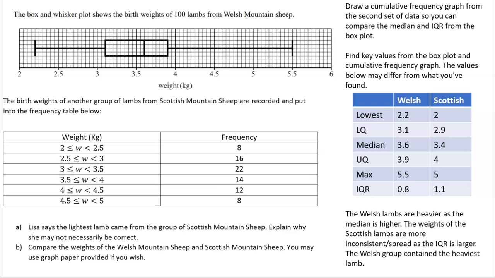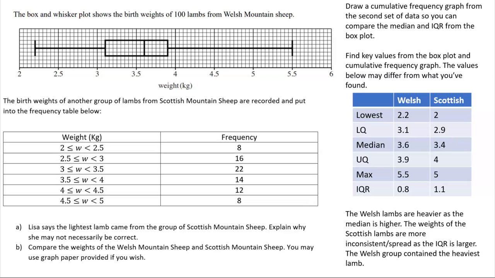So with that all on the table, the 2 key things that we're comparing here are the medians and the interquartile ranges. But we can also make comments about lowest and max values as well. For median, we can see the Scottish ones are slightly lighter, so we can say the Welsh lambs are heavier as the median is higher. Make that point, back it up with your evidence. You could also say the Scottish lambs are lighter as the median is lower, so you can say that statement in the opposite way.